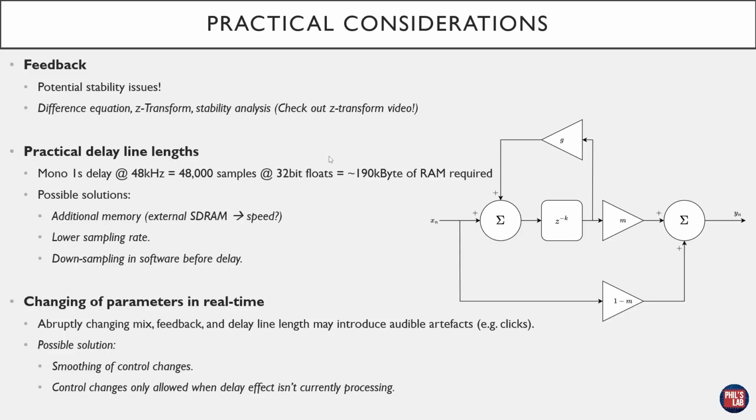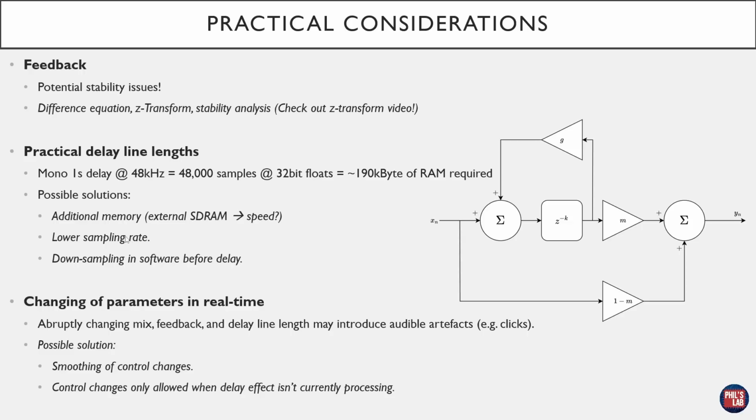Just imagine we have a 2 second delay, we have stereo channels and so on. We can easily get into a couple of megabytes of RAM required, which is far more than a typical microcontroller might have. There are, of course, possible solutions to this. For example, we might just add additional memory. That could be external SD-RAM in the case of a microcontroller, but that might give us a bottleneck on speed, because now we have external memory and we have an off-board interface, which is typically slower than onboard RAM. But it does allow us to have pretty long delay lines.